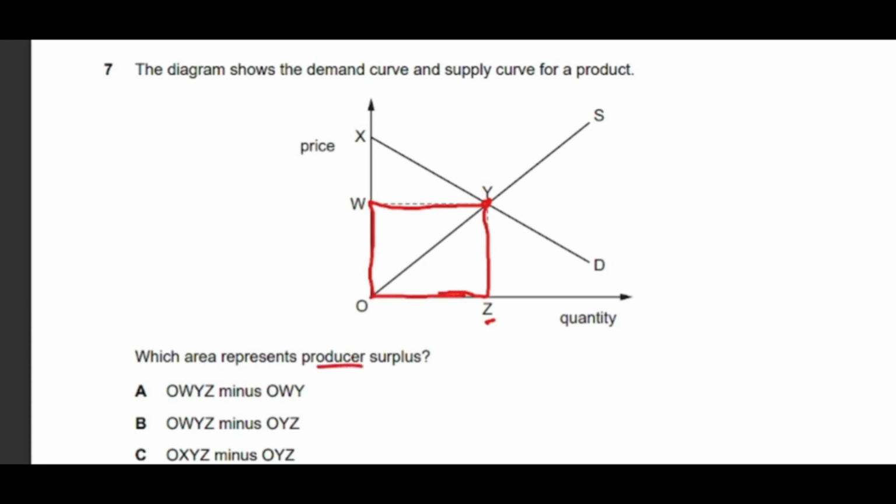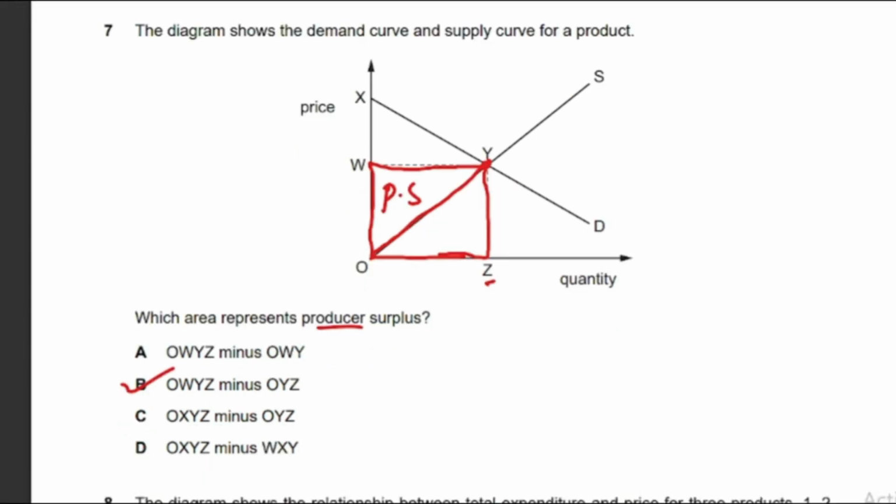Producer surplus is the area above supply and below the equilibrium price. So this is the producer surplus. To find out this area, we have to find out the total payment, that is OWYZ. OWYZ is the total payment, and the area above the supply curve and below equilibrium price is known as producer surplus.